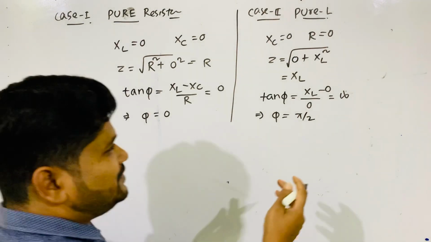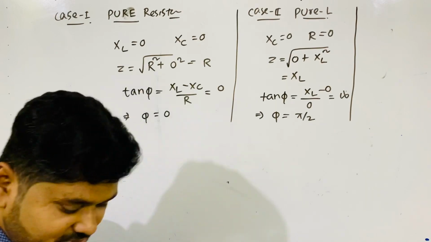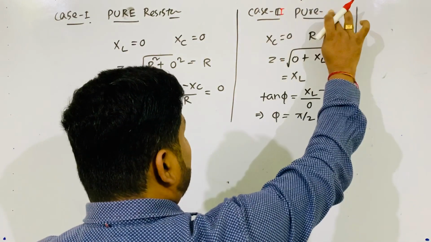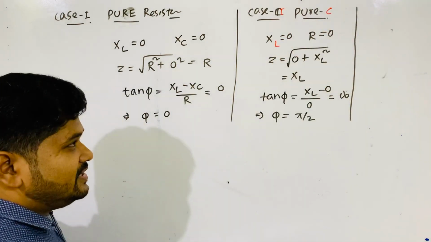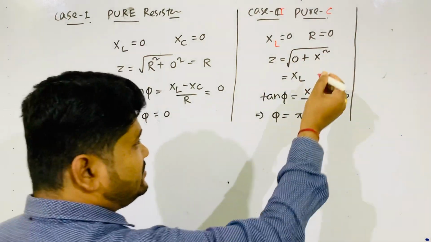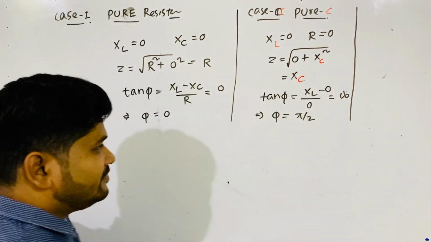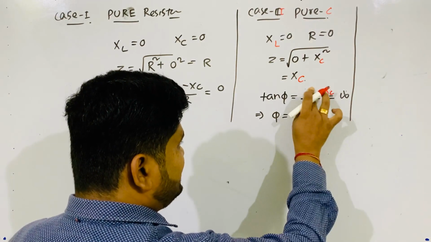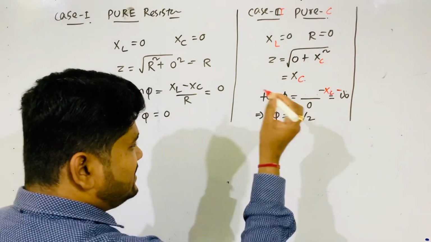Complete. If I tell you pure capacitive circuit, I am doing the same thing here. Suppose this is case 3, pure capacitive circuit: XL is equal to 0, R is equal to 0. So Z is equal to the square root of 0 square plus (XL minus XC) square, so this will automatically be XC square, so the answer is XC. And tan phi is (XL minus XC) by R; because now XL is 0, this is minus infinity, so the answer will come as minus pi by 2.